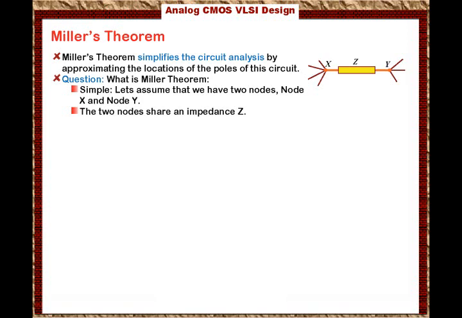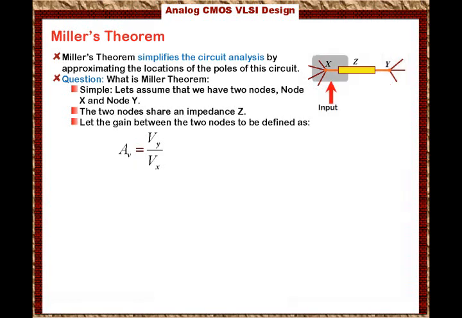Now, I want you also to pay attention that this impedance can be expressed in terms of the admittance of the circuit, which is 1 over Z. So it can be impedance or it can be admittance, it's the same thing. Now, we would like to define the gain. Let the gain between the two nodes be defined as AV equal to VY over VX, which means that VY is the output and VX is the input of this amplifier or of this circuit.